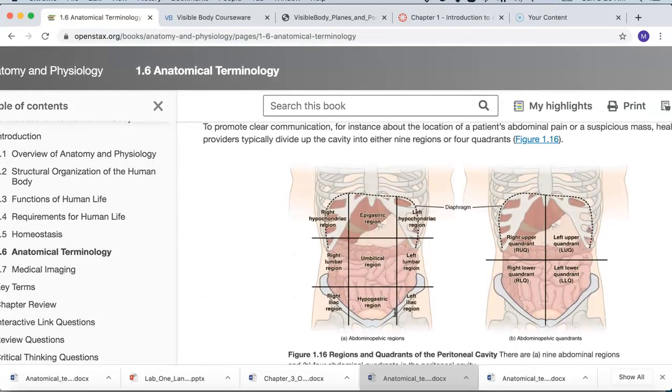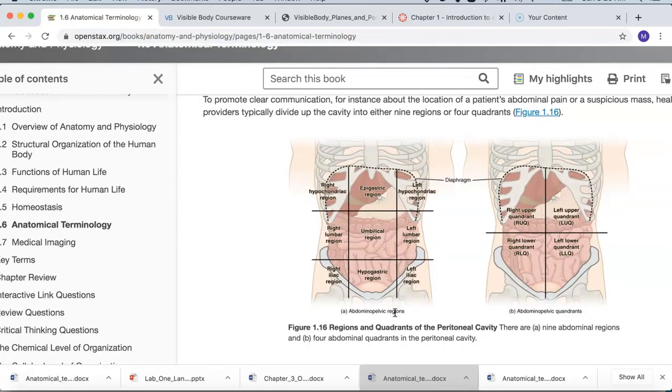One last quick thing in your chapter here, and then I'll close out this video and open up another one to show you the visible body. The abdominal cavity has regions and quadrants named, and I wanted to go through this with you really quickly.